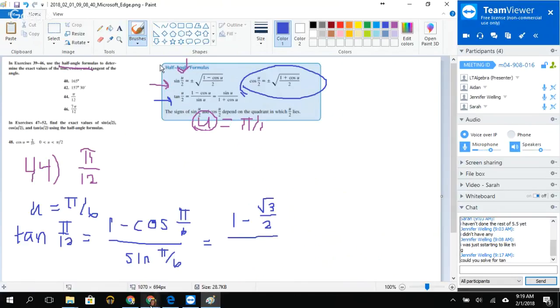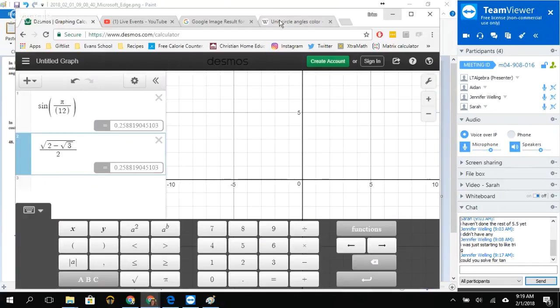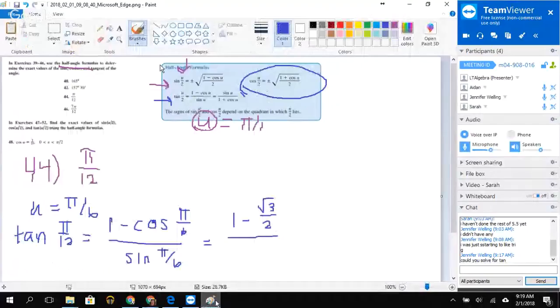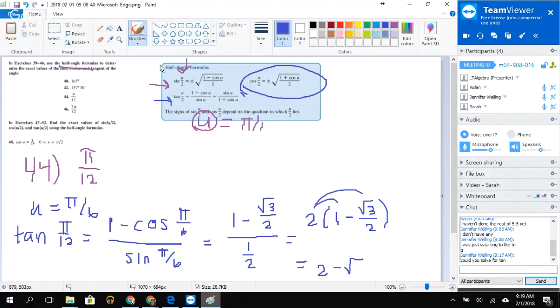Back to our unit circle, the sine of pi over 6 is going to be 1/2. So we actually picked the right formula because this is nice and easy. First I'm going to flip the 1/2 off the bottom, so I multiply the top by 2 times 1 minus the square root of 3 over 2. Then I distribute my 2, and I end up with 2 minus the square root of 3.